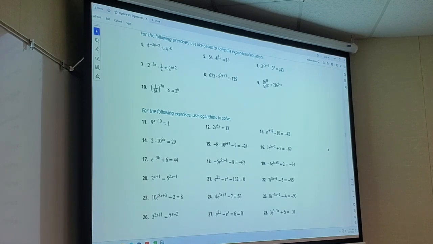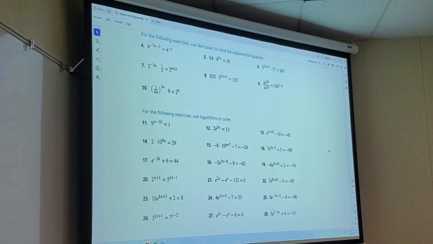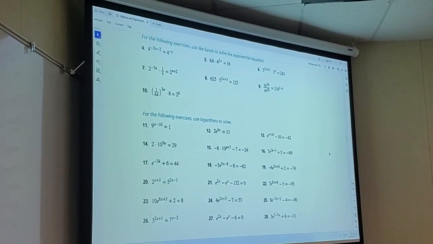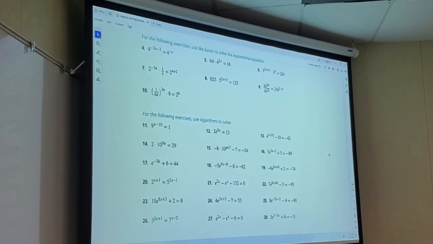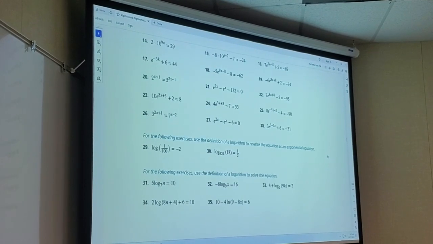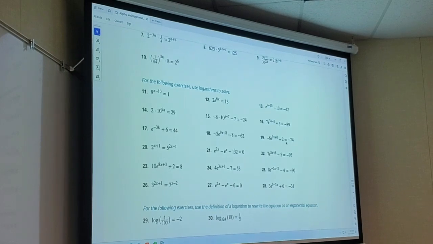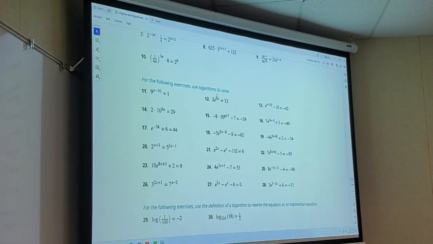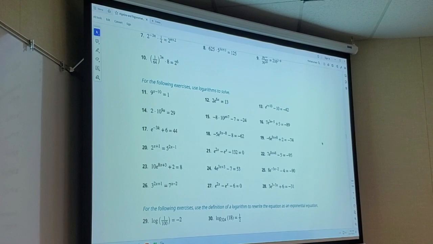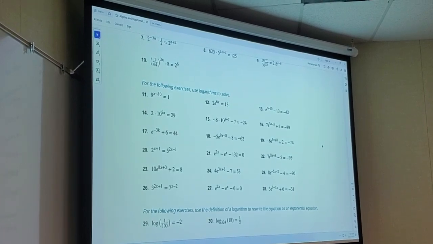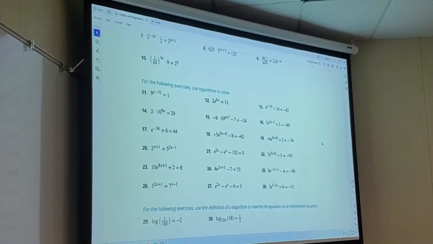Okay. It's problems like number 12. Yeah, problem like number 12, I've got to use natural log because I can't make 13 like e to something.